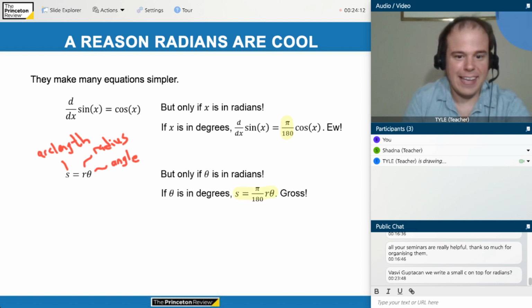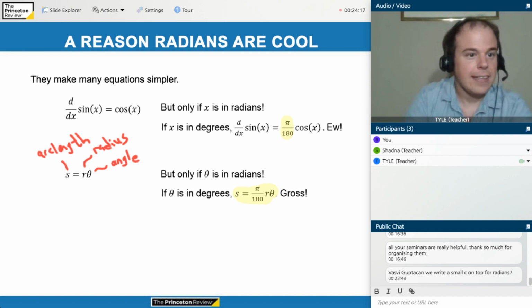There we go, that I'm highlighting here. Okay. If theta were degrees, it would be more complicated. And let me just draw a quick picture as well to remind you, or to help show you what this equation is saying.